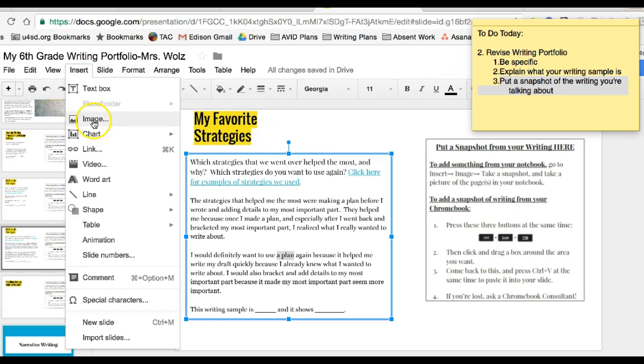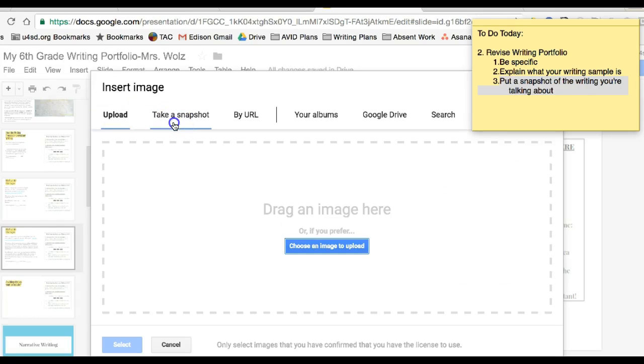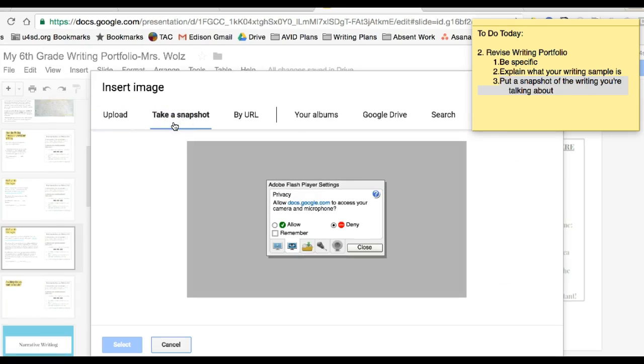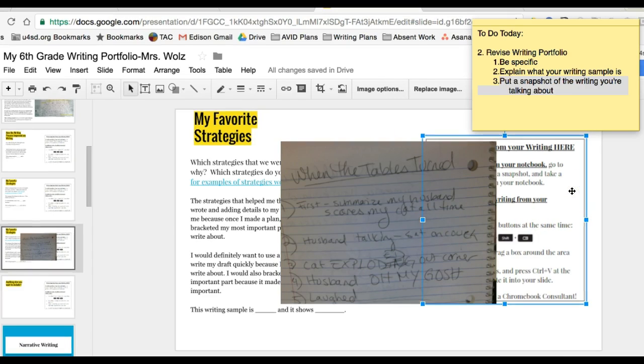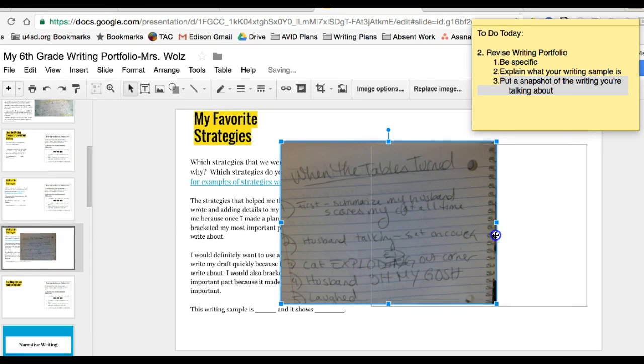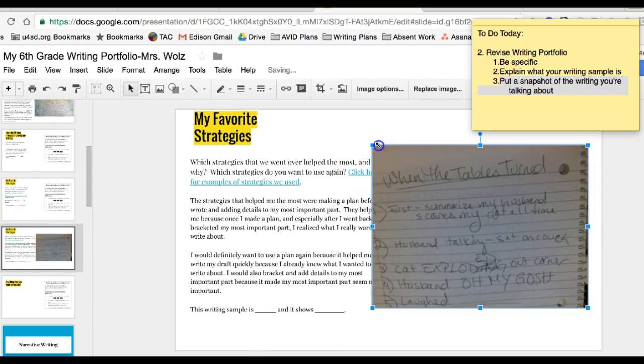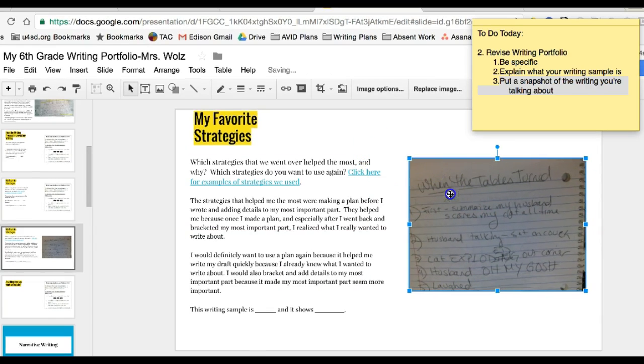I'm going to go to Insert, go to Image, and then take a snapshot. I'm not sure if it's going to work. I'm going to fast forward. Okay, I fast forwarded. I put that snapshot in. I'm just going to click these directions and hit backspace to delete them, and then replace it with my awesome image of my plan. Okay, so now I've done number 3, put a snapshot of the writing you're talking about.